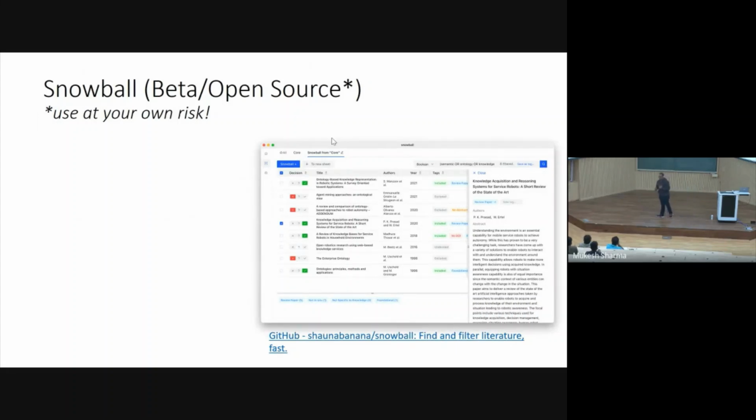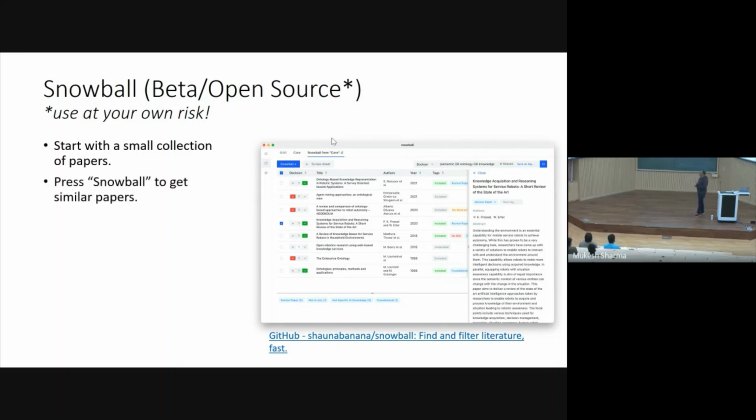While I was preparing this presentation, I came across a very interesting little open source software called Snowball. This is open source, that's why I put an asterisk. Use at your own risk. Fine. You have to download it from GitHub, install an exe file, and then it works fairly nicely. What you do is start with a small collection of papers which you know are important in your field, and then you press Snowball to get similar papers.